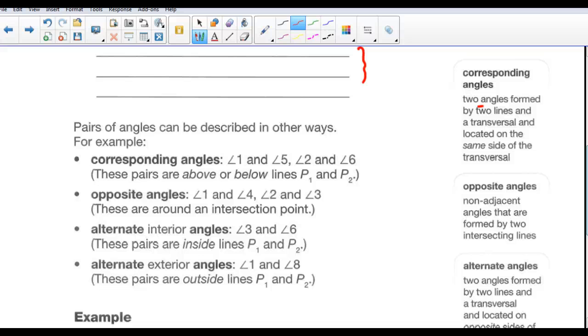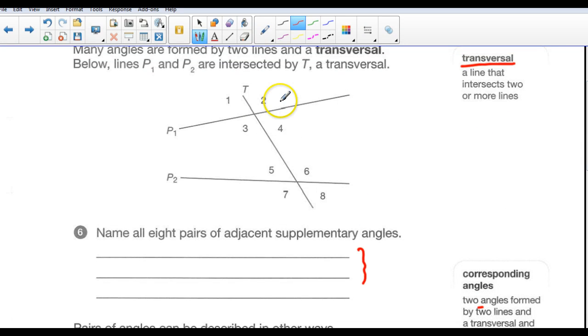Opposite angles, angle 1 and angle 4 are opposite one another. You can see here, angle 1 is opposite angle 4, right here. What other angles are opposite? Well, we could say angles 5 and 6 are opposite, or 5 and 8 are opposite. We could say angles 2 and 3 are opposite. We could say angles 6 and 7 are opposite.